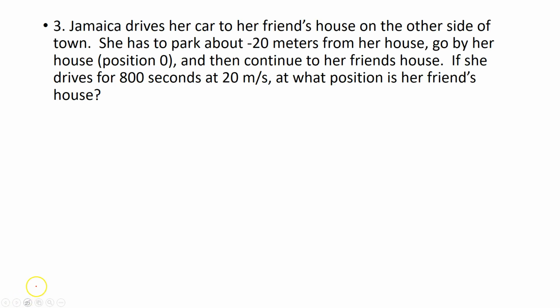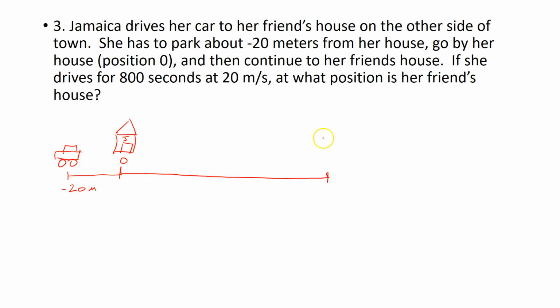For number 3, Jamaica drives her car to a friend's house. She has to park negative 20 meters from her house. So let's just say that this is Jamaica's house. So we'll put a big J on it. And her car is over here. And there we go. There's her car. And this is at a position where this is 0. So this has got to be negative 20 meters. Over on the other side is her friend's house. So Jamaica's friend's house. And it's over here.